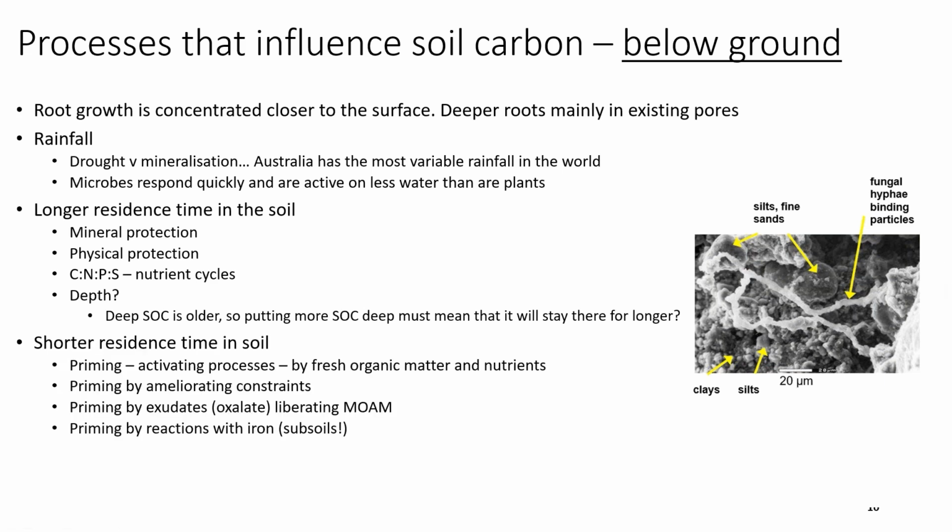What influences shorter residence time in soils? The idea of priming, which is like activating processes. Fresh organic matter and nutrients can be a source of substrate for organisms, so that can kick into gear and start decomposing. We can look at ameliorating constraints to plant growth, which means more input, but it can also allow bugs to get active again. So it's been found where sometimes where lime's put on, that's overcome a constraint for the bugs and end up with lower organic matter sometimes.